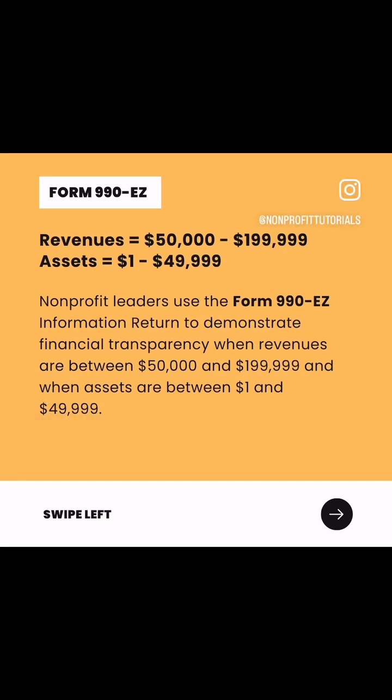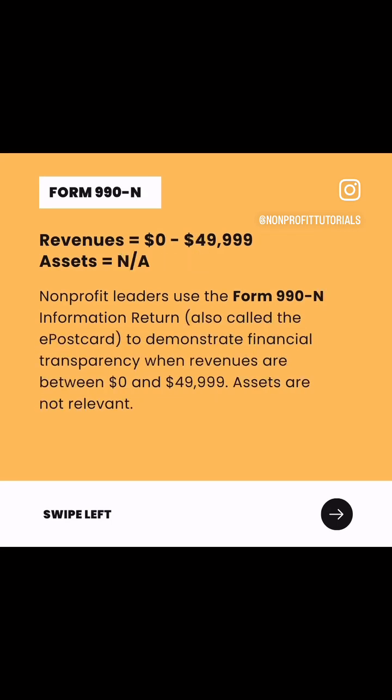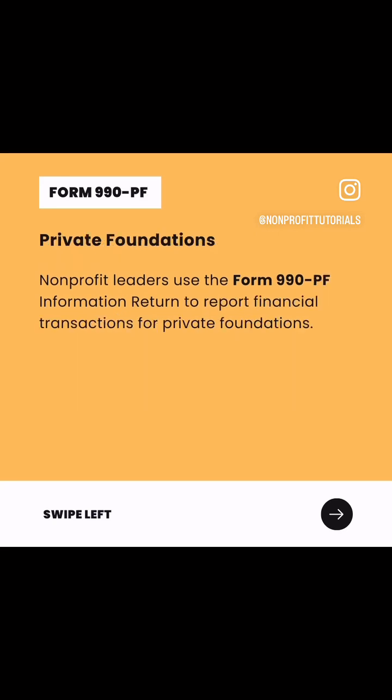Now, the Form 990EZ is used when you generate revenues between $50,000 and $199,000. The Form 990N is when you generate $0 to $49,999. That's a Form 990N. It doesn't matter how many assets you have for that one. Okay? That's the Form 990N.